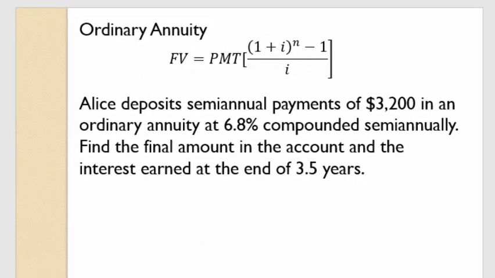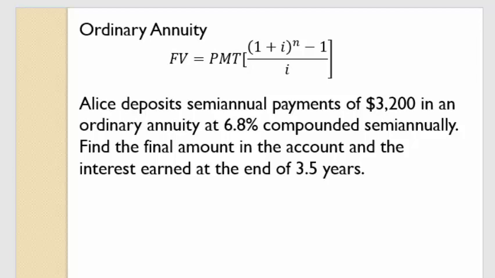So let's look at the formula for an ordinary annuity. We have future value, which is going to be the future value of the annuity. We have PMT, which is the payment that is made at the end of each period. We have I, which stands for the interest rate per period. And we have N, that stands for the number of periods in the term.